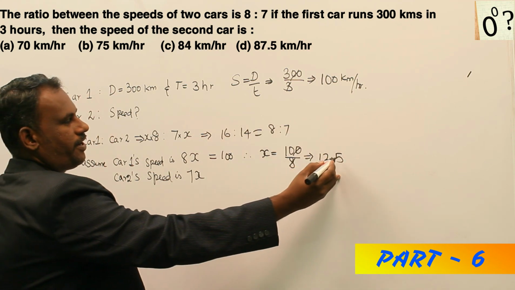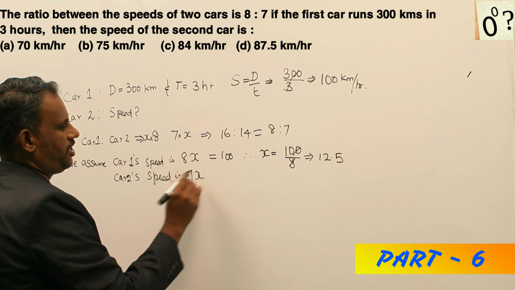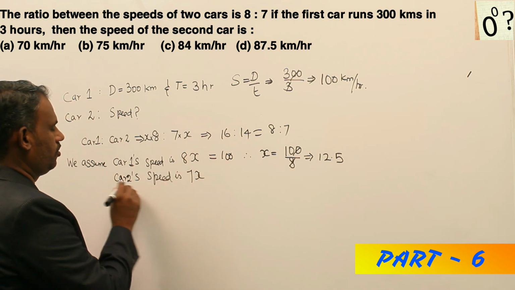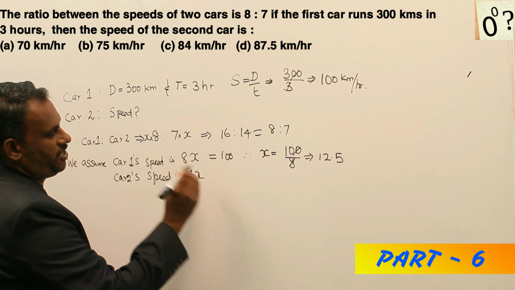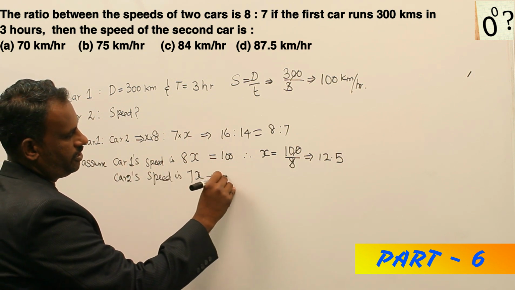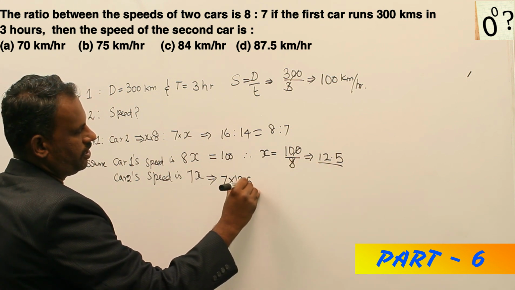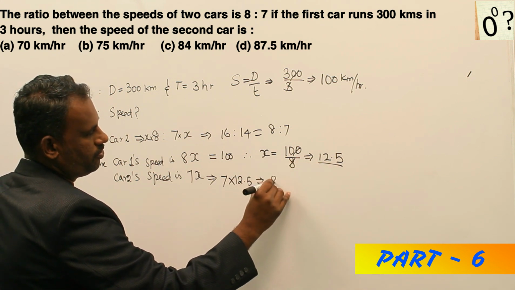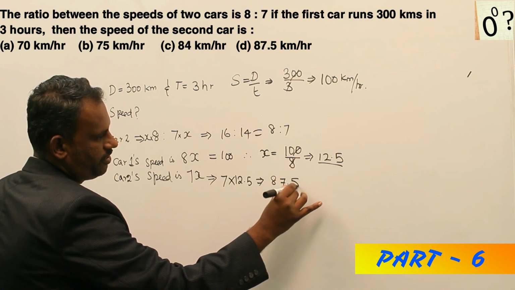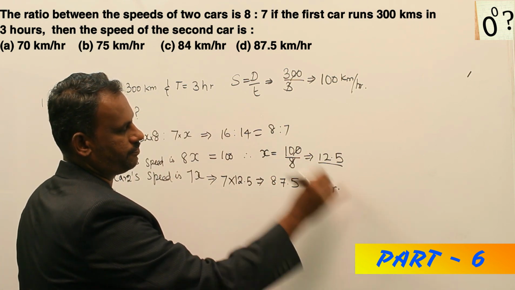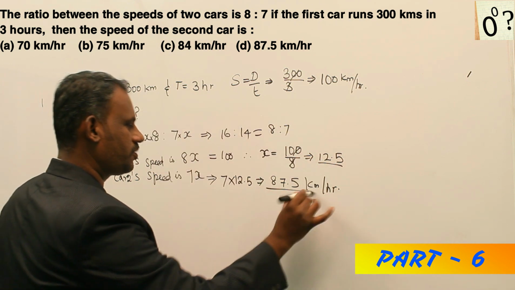Okay, so this 12.5 we just multiply here, and we can get the speed of the second car. So for car 2, the speed is 7x. We can write 7 into x, where x is 12.5. So 7 into 12.5 is equal to 87.5. This is in kilometers per hour. This is the second car's speed.